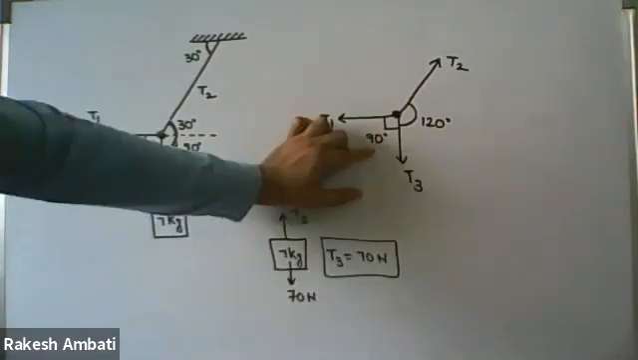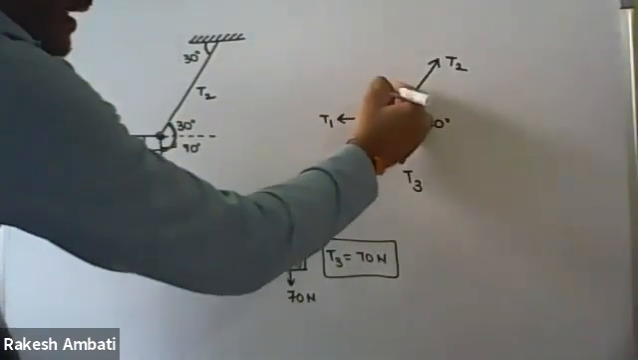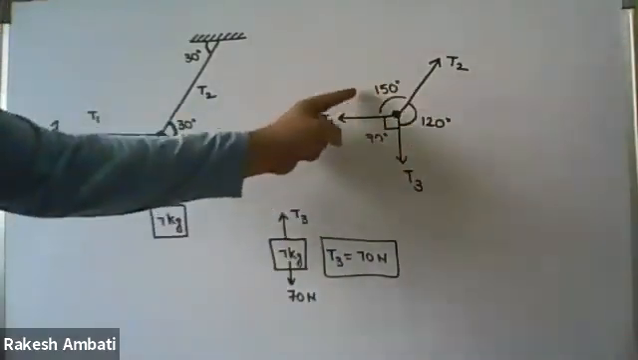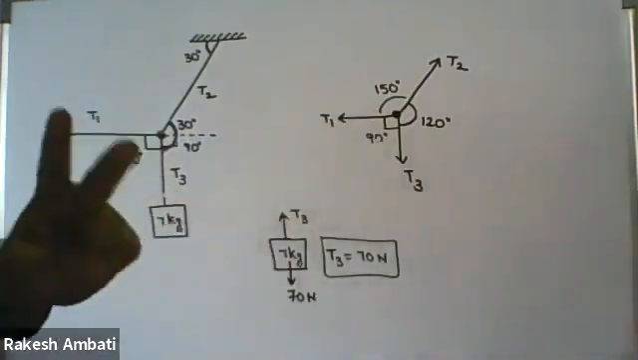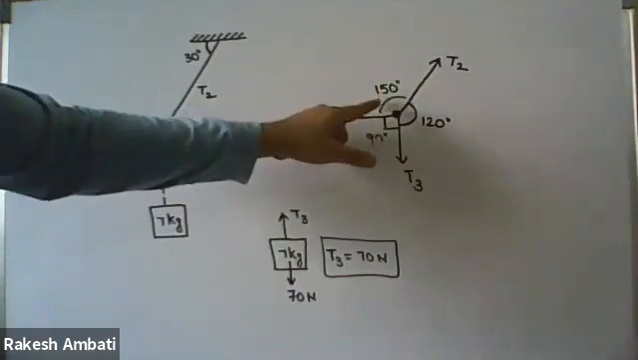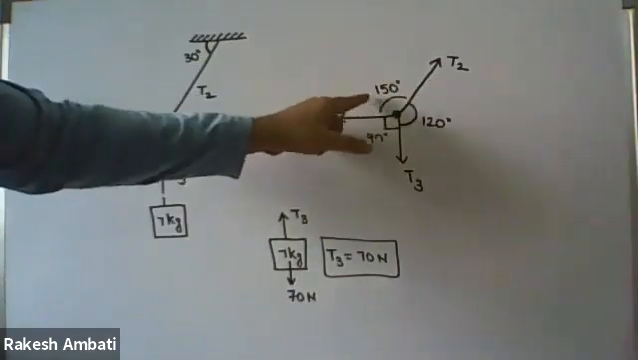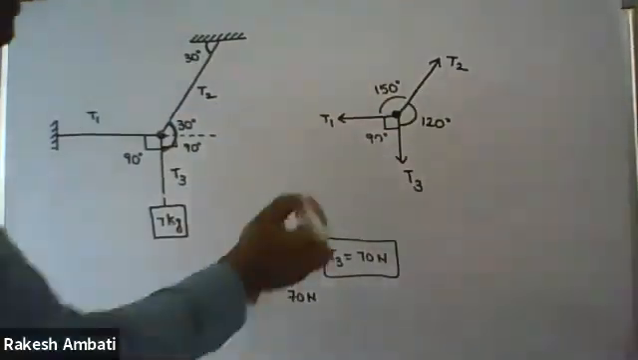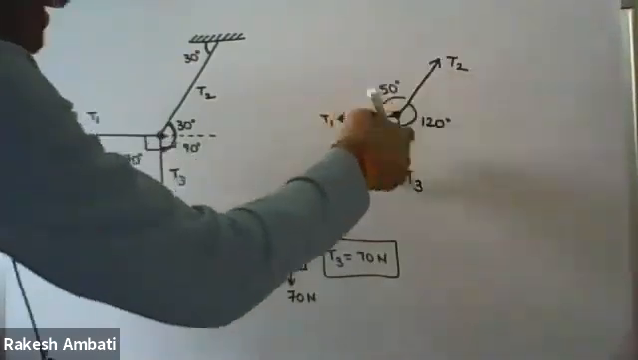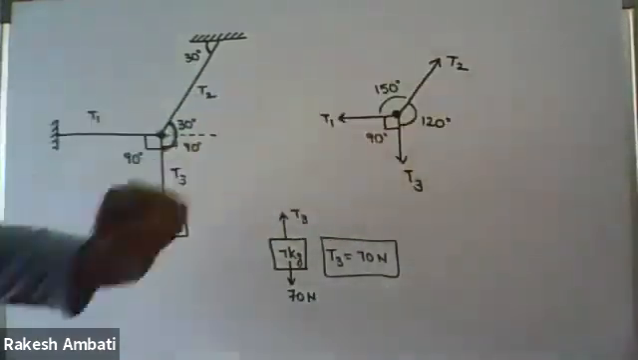So it is 90 degrees, it is 120 degrees, and the remaining angle is 150 degrees. Why? Because the summation of all the angles should be equal to 360. So if it is 120 degrees and 90 degrees, this angle should be equal to 150 degrees. So for this tie point, it is a free body diagram.